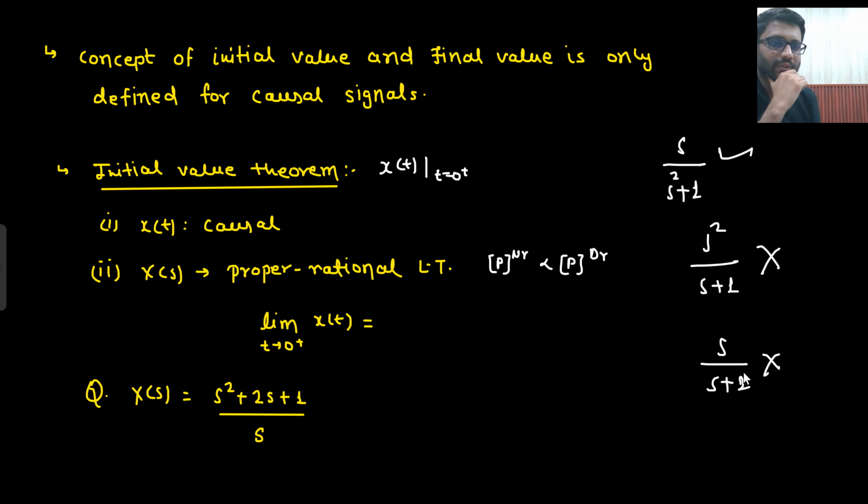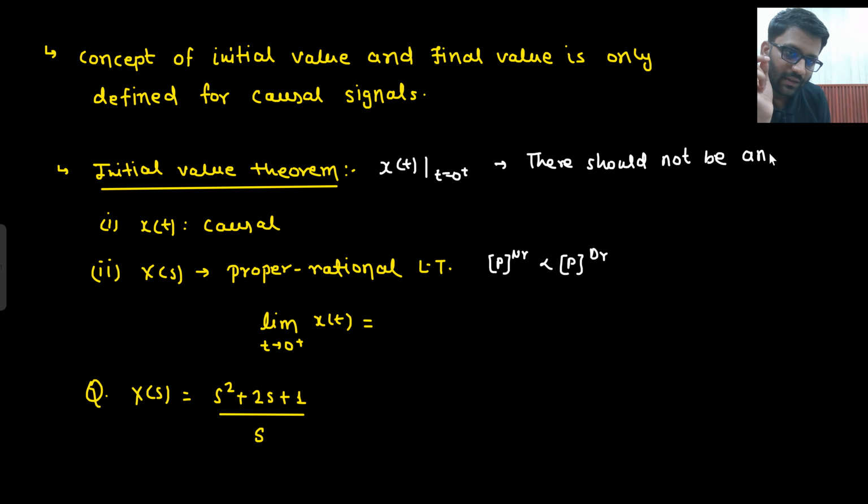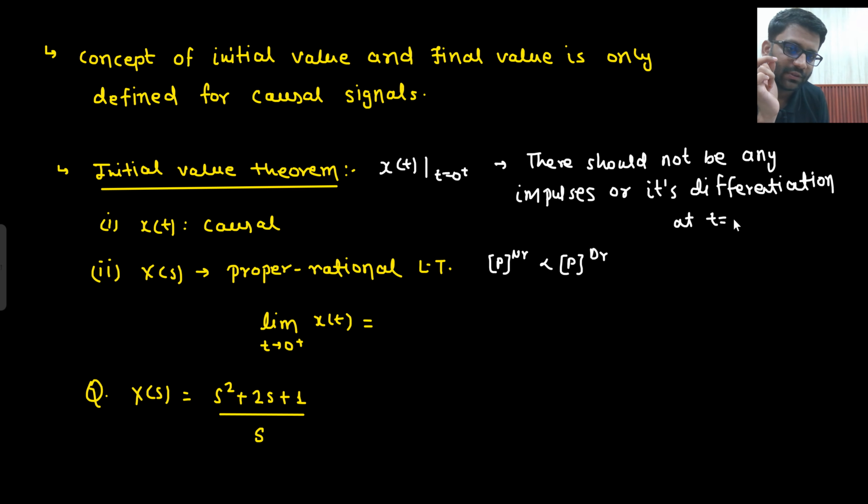Are you able to understand this point or not? Why is this the condition? Because to apply the initial value theorem, you do not want any impulses or their differentiation. To apply the initial value theorem, only one condition is there: there should not be any impulses or their differentiation at t equals to 0.